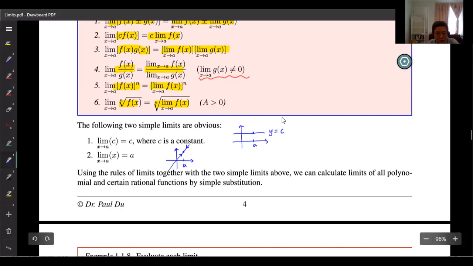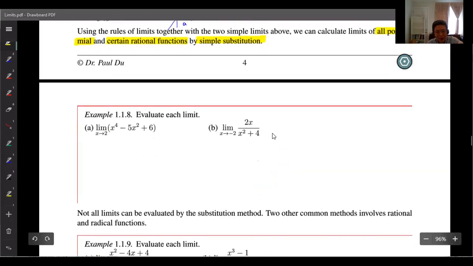So together with these two limits, we can now calculate limits of most polynomial functions, actually all the polynomial functions, and some rational functions. How? Very easy, just by simple substitution. Why? Because of these rules. Let's just do one example. Later, you can just simply substitute. For now, we use the rule to practice using the rule.